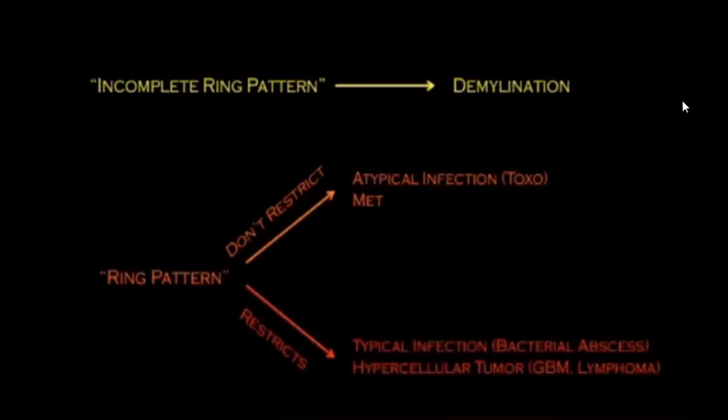Keep in mind the enhancement pattern, which is very important when you are explaining the lesions in your exam or while reporting. Whenever there is an incomplete ring pattern, you have to consider demyelination. Whenever there is a complete ring pattern, if the internal portion restricts, then it is a typical infection, that is, a bacterial abscess. If the periphery restricts, then that can be in cases of metastasis.